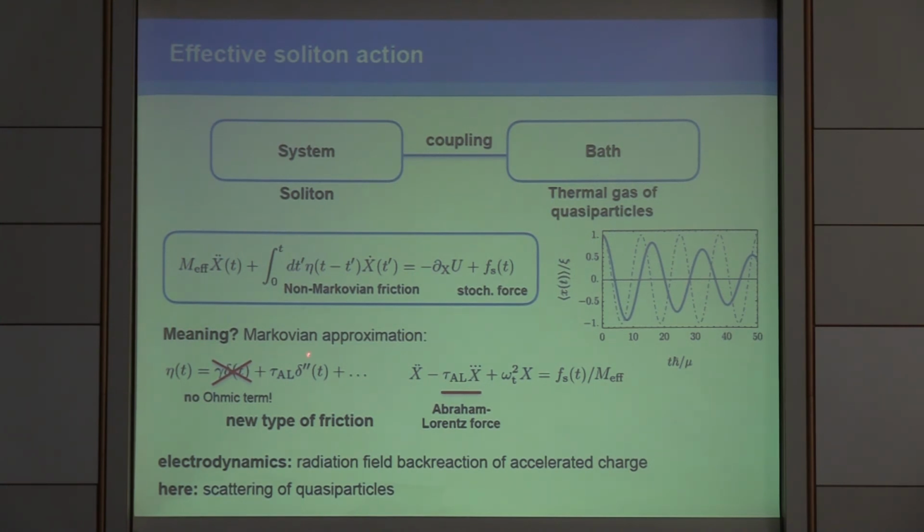Instead, what we get, this whole expansion will start with some characteristic timescale that we can compute with the second derivative. If we integrate partially twice, then we get a term in the effective Markovian approximation, which depends on the third derivative of the soliton position. So something that depends on the derivative of the acceleration, so the jerk on the soliton, again with some stochastic force. And this is a very peculiar type of friction.